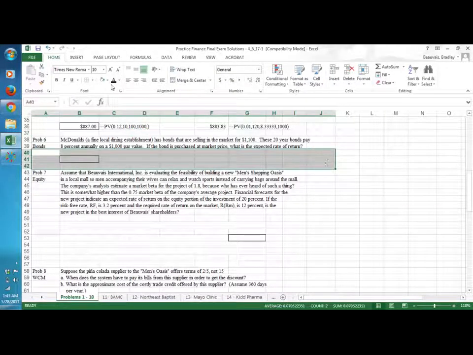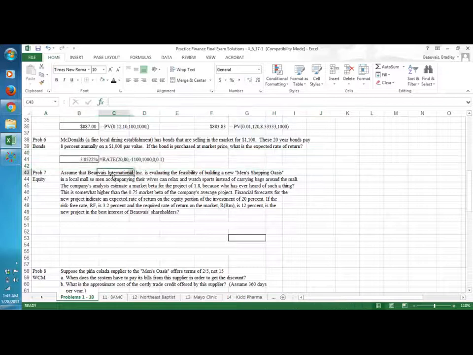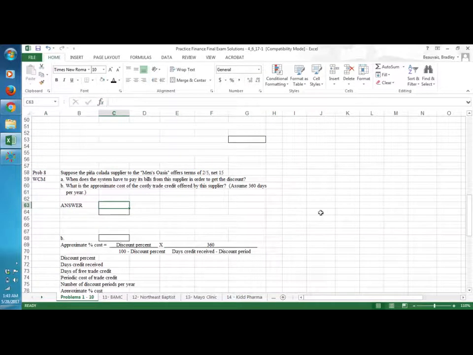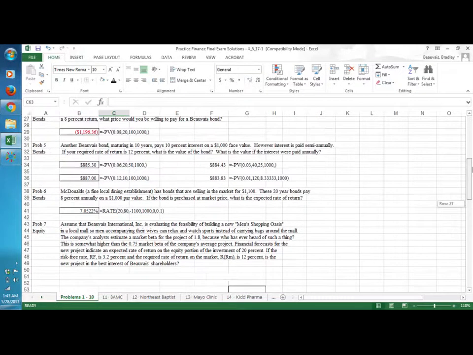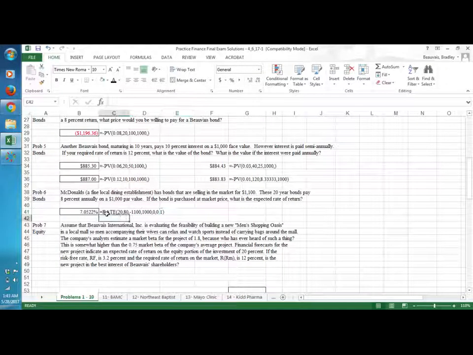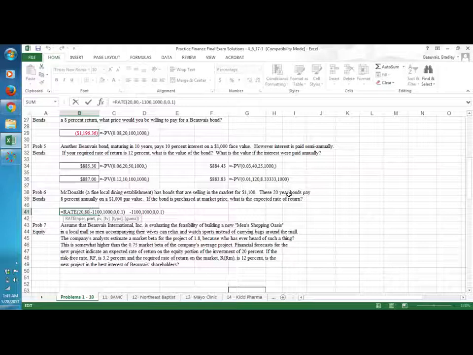So what we've got here, just as we learned in the chapter content, in this case we want to use the rate function. And in doing so, we've got a 20-year bond paying annually. So here's my 20. This is my payment, which of course is 8% on a $1,000 par value. It's currently selling in the market for $1,100 on a $1,000 par value. And all the other ones here we don't have to really worry about.